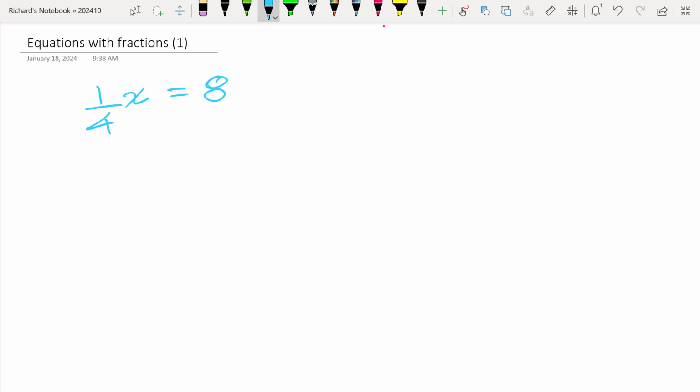Equations with fractions. To solve an equation with fractions, the simplest way to do this is to take the denominator in a fraction and multiply everything in the equation by that denominator, like this.